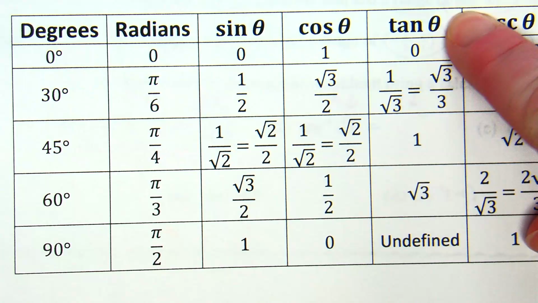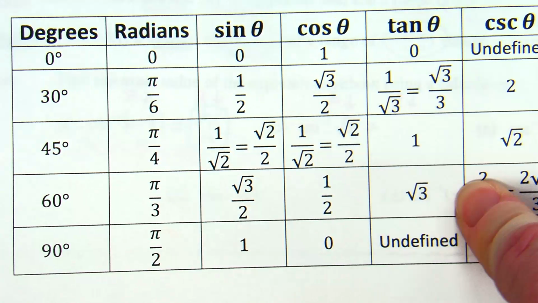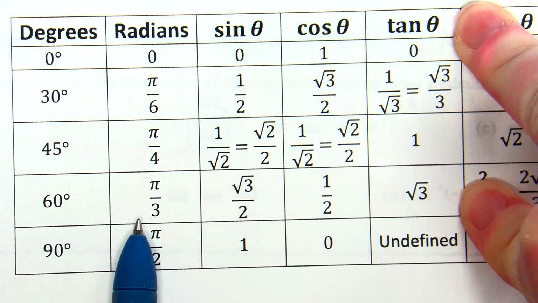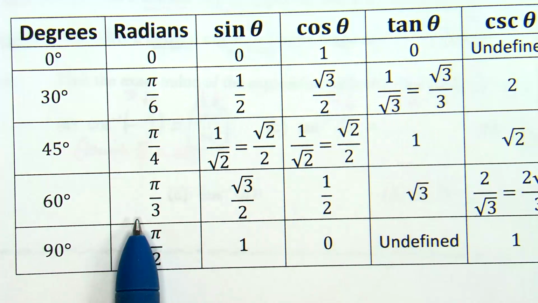When does tangent equal square root of 3? And so if I look at my chart, tangent equals square root of 3 at, you could say 60 degrees, but easier to say pi over 3. Well, no, easier to say 60 degrees, but preferred answer is pi over 3. Will we be able to use that chart during the test? Yep.